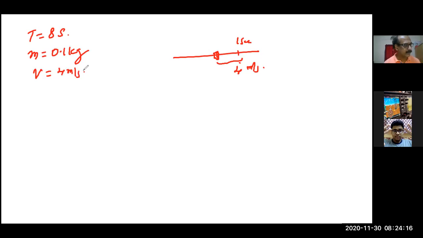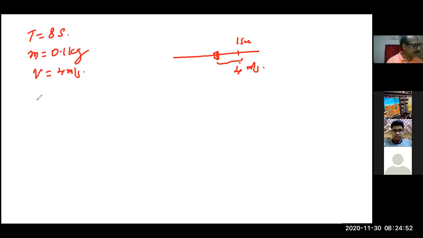Find its kinetic energy, potential energy, and total energy. So data: time period 8 seconds, mass 0.1, V is equal to 4 meter per second. Okay.